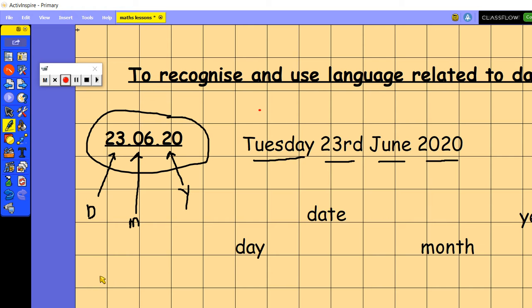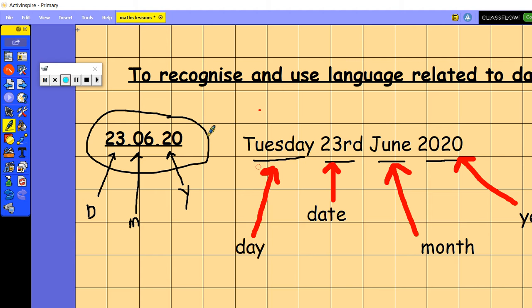So having a look down here at all of the information, this here is the day. So today is Tuesday. The date is the 23rd. So it's the 23rd day of June. This word here, June, is the month, and this number here is the year.